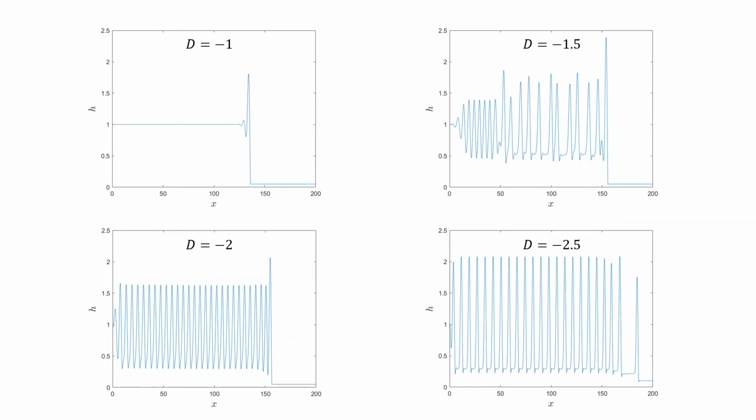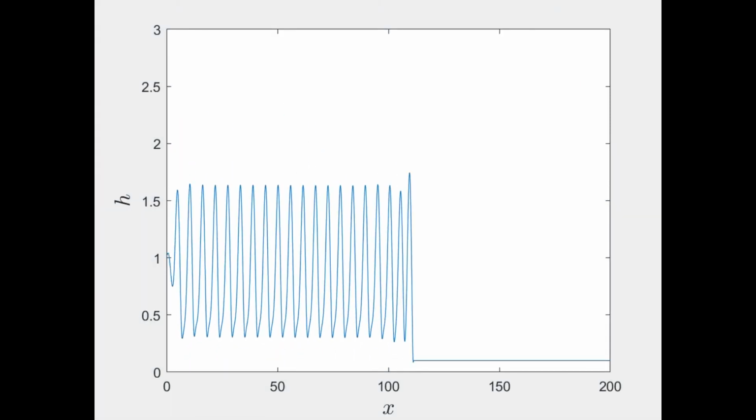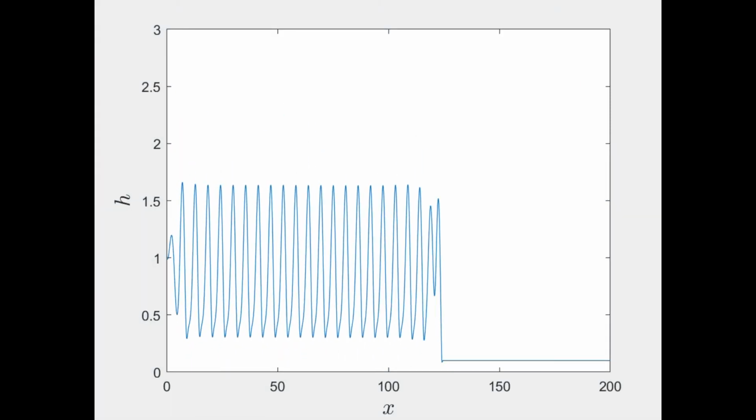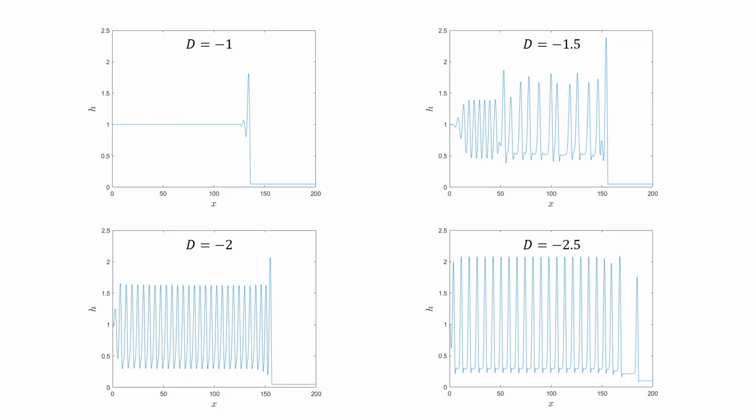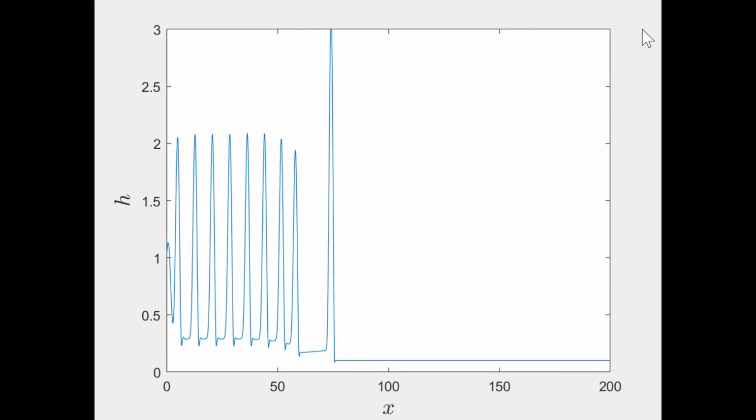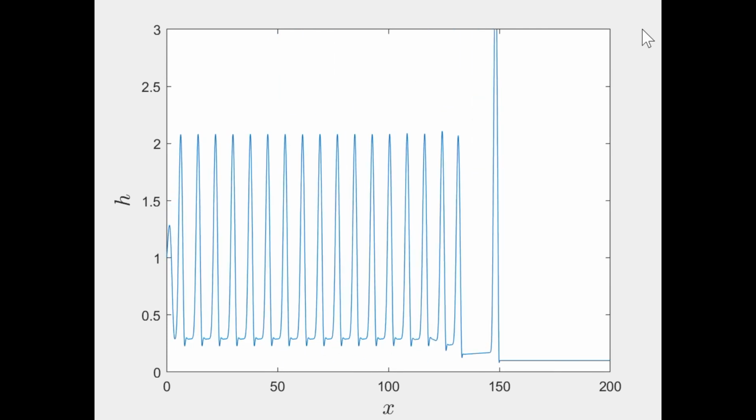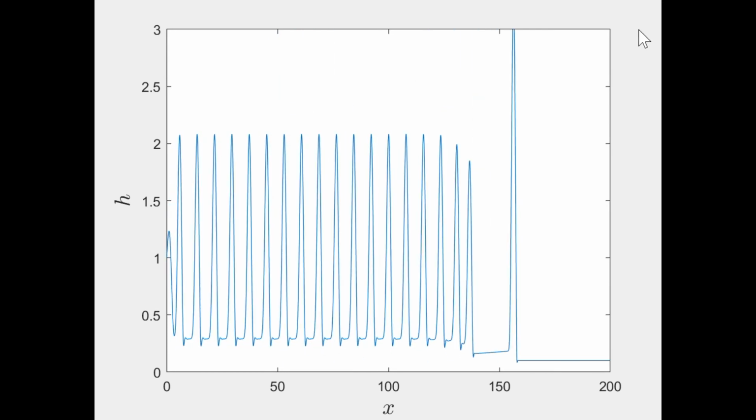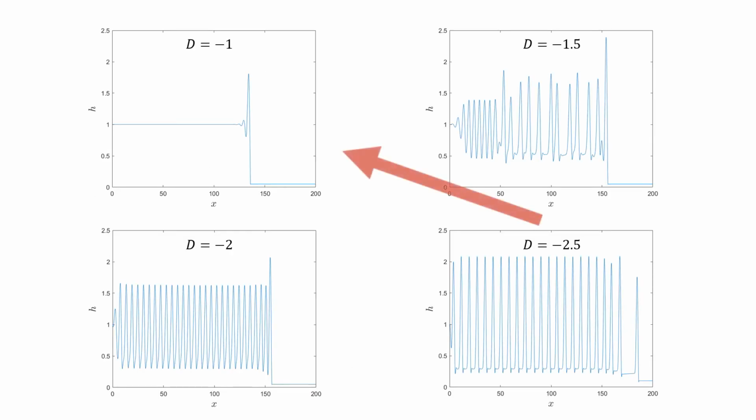Our next 2 figures are both under the third regime. For d equals minus 2, the waves have a more sinusoidal behavior. As the magnitude increases, the wave-like behavior changes to look more like an excited pulse, as shown in d equals minus 2.5. As can be observed, a base state only exists for d greater than minus 1.1.